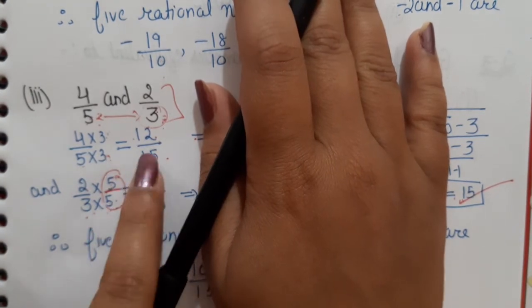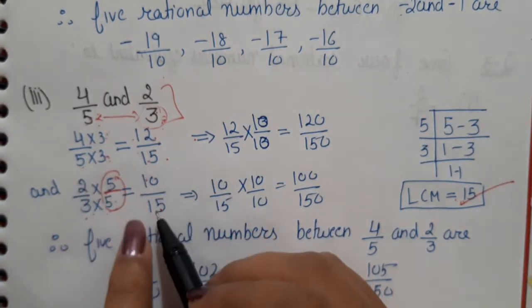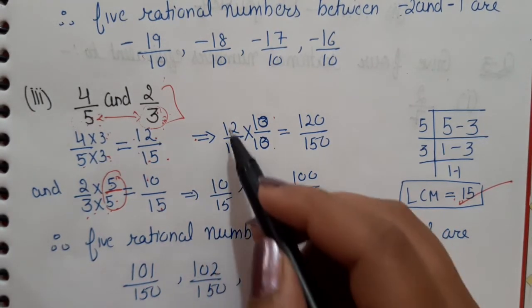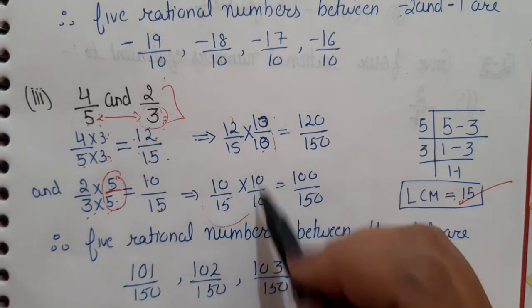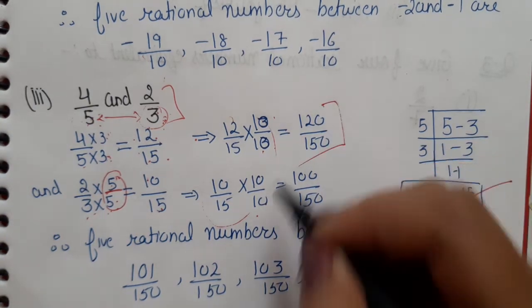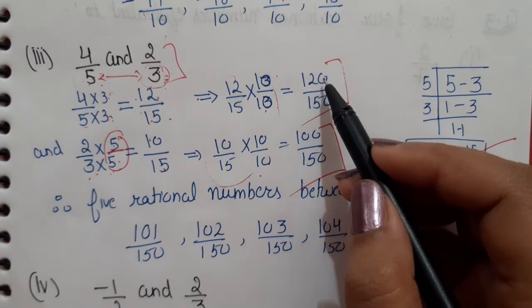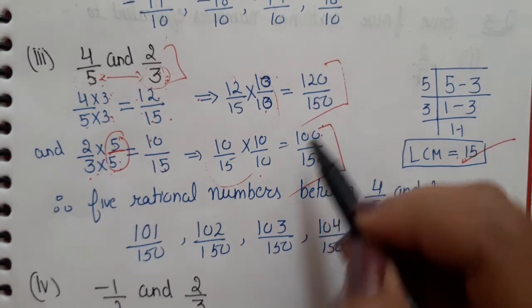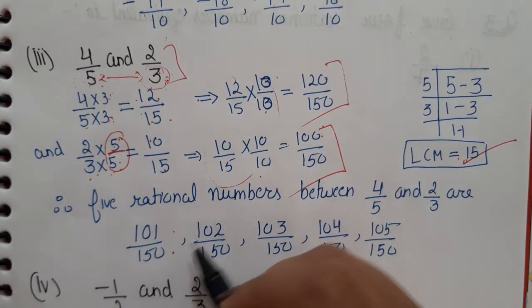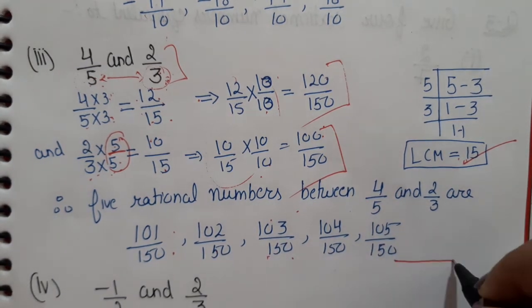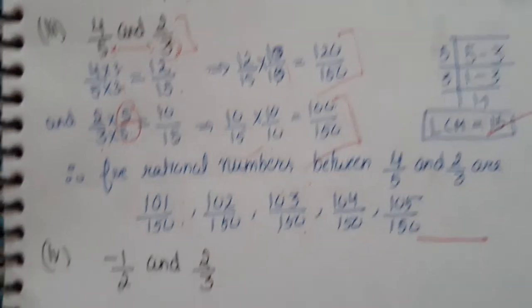How can you find? Same. After making the denominator same, you will multiply the numerator and the denominator with the same number in both the cases. I have multiplied by 10 upon 10, so I am getting 120 upon 150 and 100 upon 150. So you have to write only 5 rational numbers. You can write 5 rational numbers: 101 upon 150, 102 upon 150, 103 upon 150, and so on. You can write any 5 rational numbers.